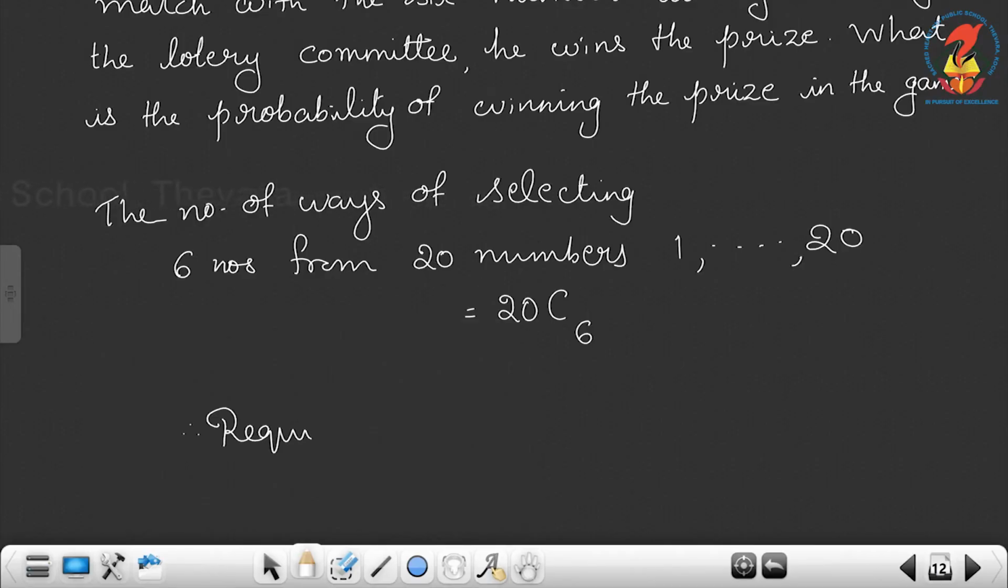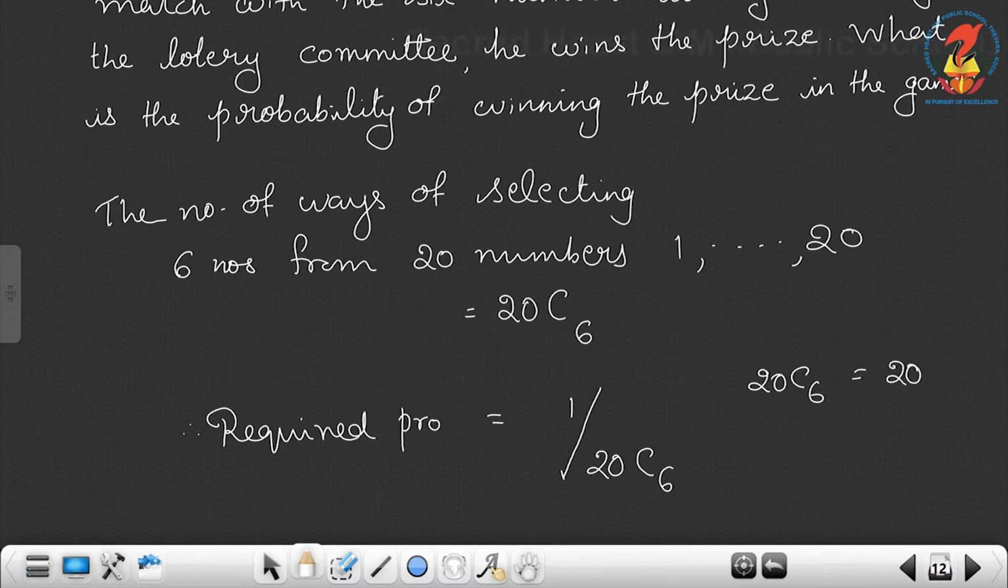Required probability is equal to, favorable case is only 1 out of this many ways, 20C6. Okay, we can calculate what is 20C6. How to find 20C6? 20 factorial by 6 factorial and 14 factorial.